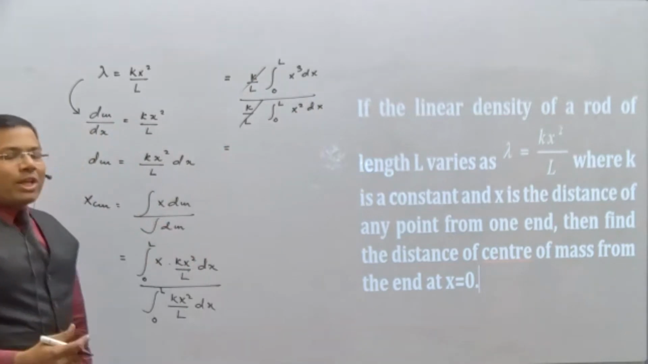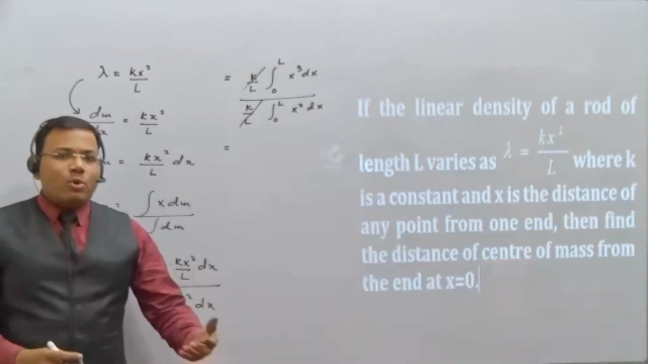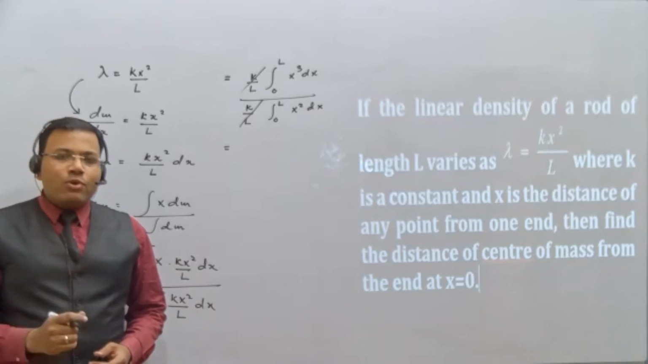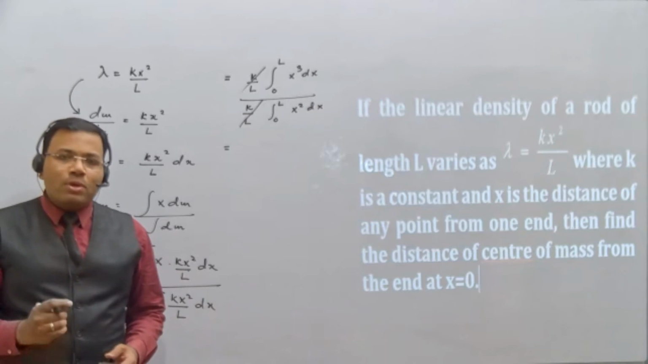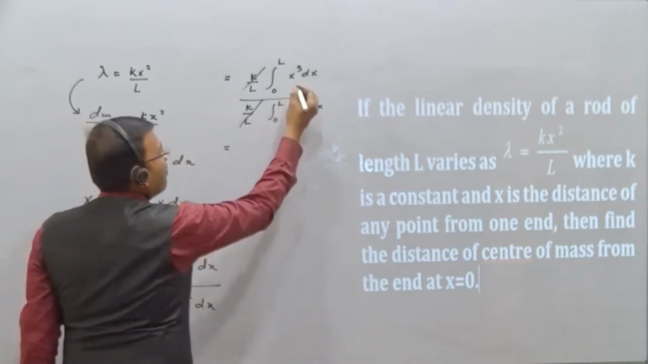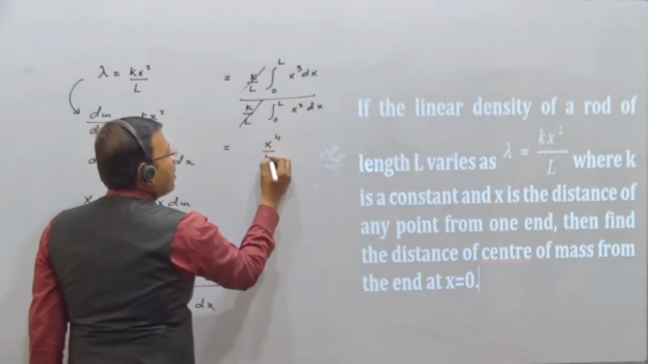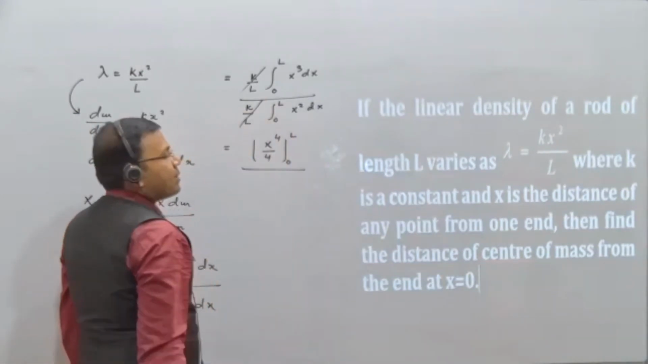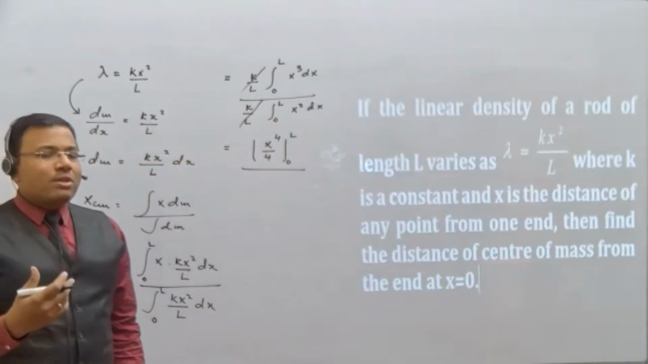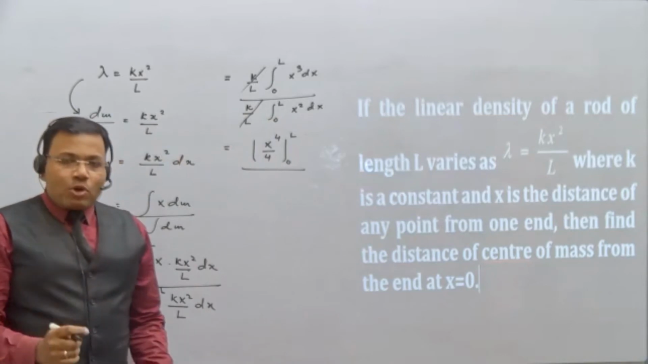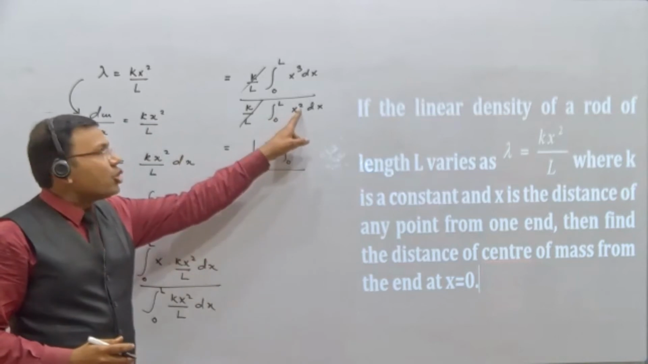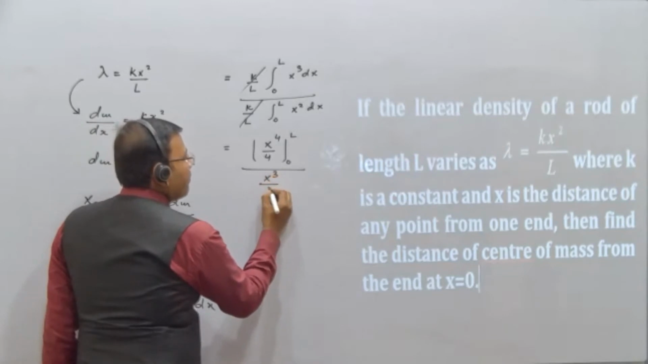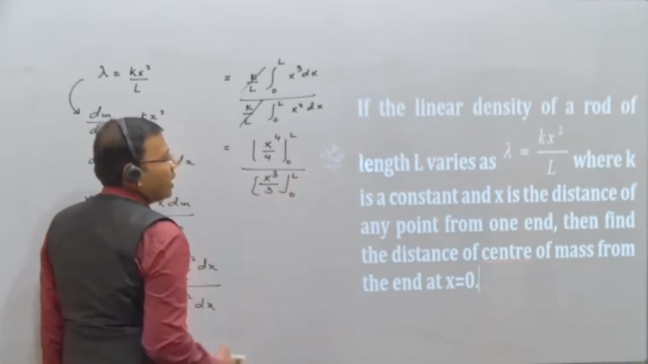Now pay attention. What is the integration of x cube? It is similar to x power n, and the formula we know is x power n plus 1 by n plus 1. So 3 plus 1 is 4, x power 4 by 4, with limits from 0 to L, divided by the integration of x square. For x square, n is 2, 2 plus 1 is 3, so I write x cube by 3, from 0 to L.